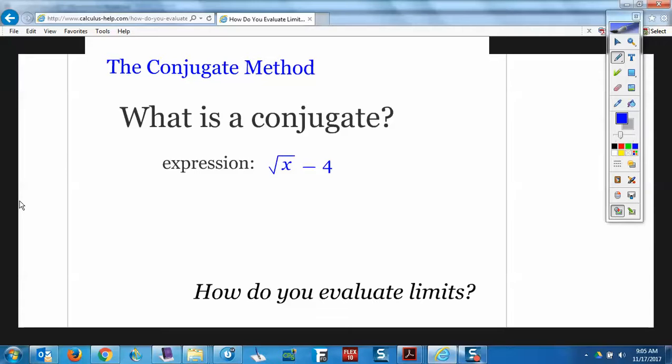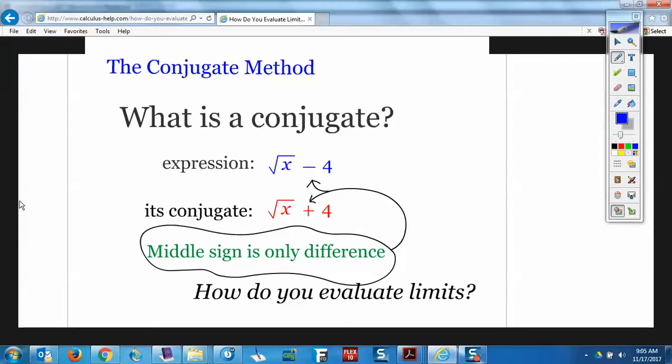Now, this is a plain old two-term expression. However, it is easy to make a conjugate. All you do is change the negative sign in the middle to a positive sign. The conjugate of the square root of x minus 4 is the square root of x plus 4. That's all there is to it.